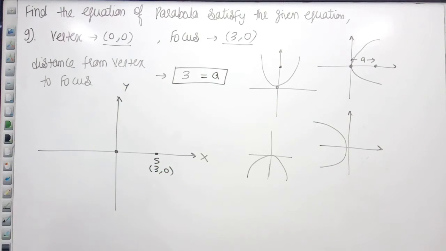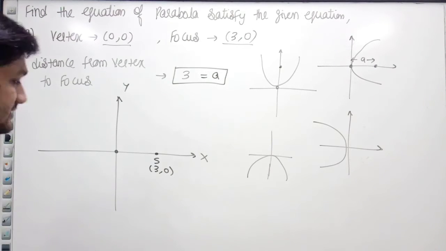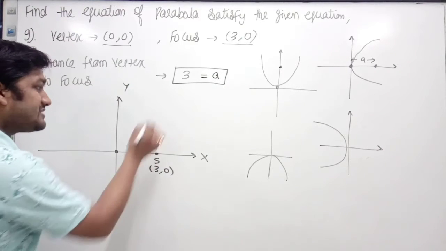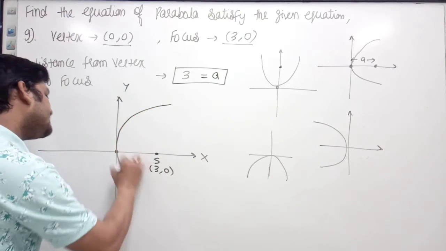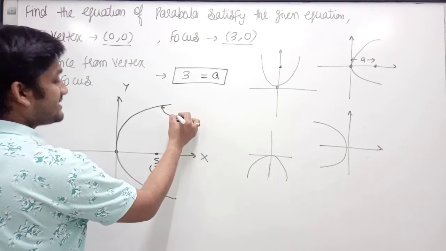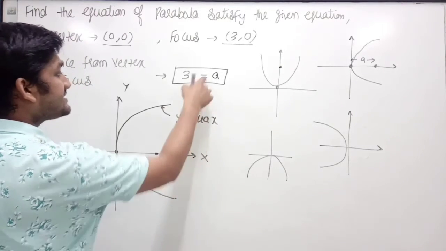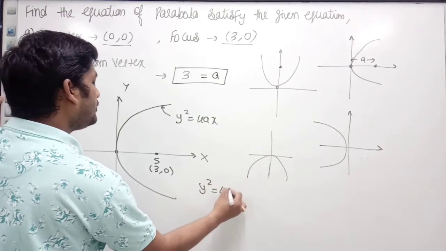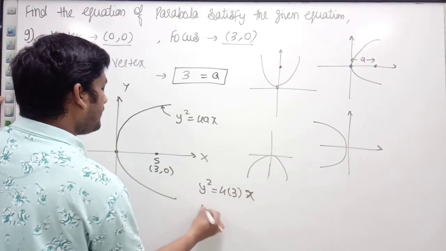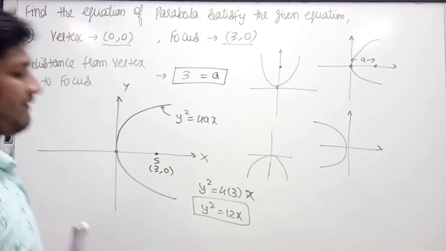A parabola always bends towards the focus and passes through the vertex. So passing through the vertex and bending towards the focus means you will have this type of parabola. The equation of a parabola towards the x-axis is y square equal to 4ax. So we can simply say a is 3, y square equal to 4 into 3 into x, y square equal to 12x, and this is the answer.